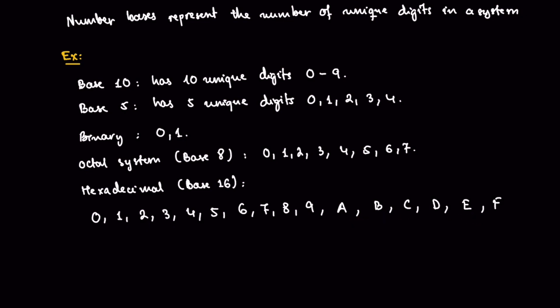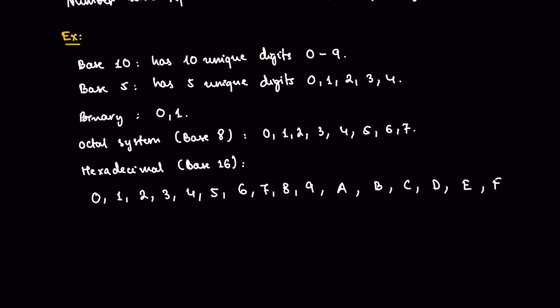In addition, when you do operations in the hexadecimal system, A is equivalent to 10, B is 11, C is 12, D is 13, E is 14, and F is 15. So you have to keep in the back of your mind that A is equivalent to 10, B is equivalent to 11, and so on and so forth.